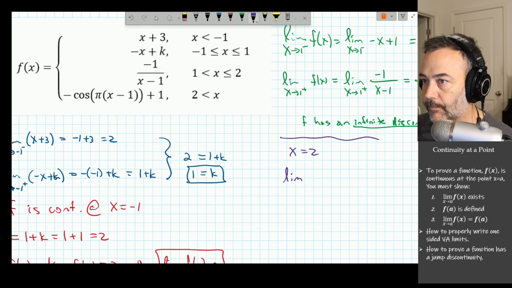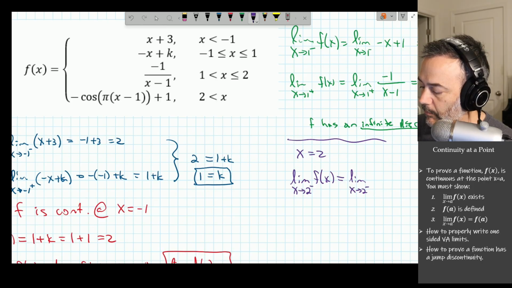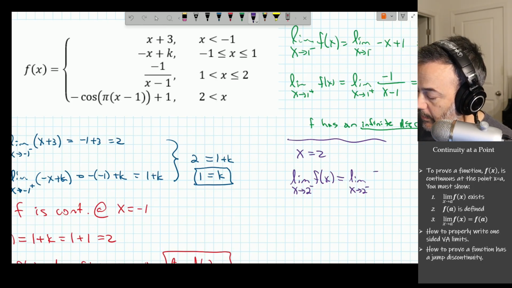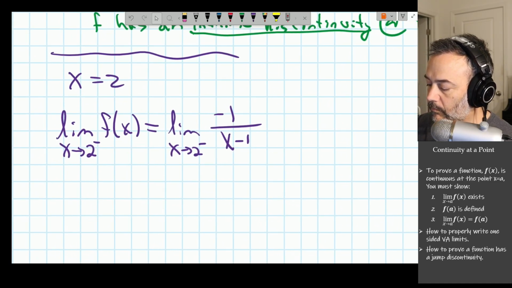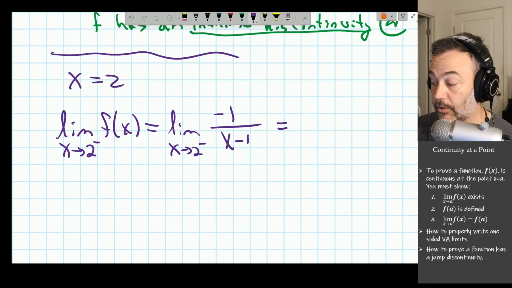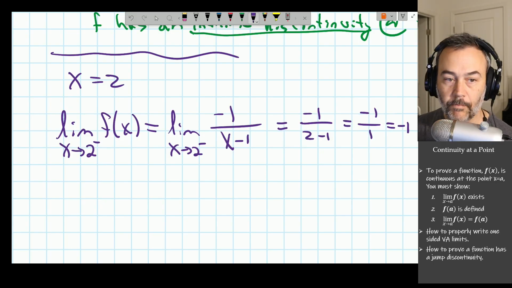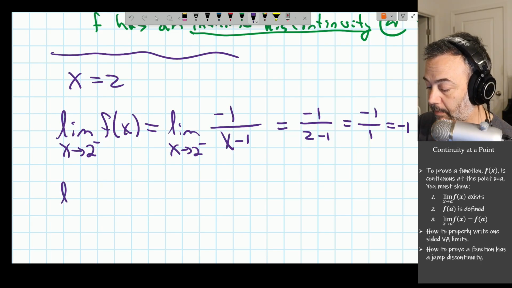Let's do the limit as x goes to 2 of f of x from the left. And that is the limit as x goes to 2 from the left of negative 1 over x minus 1. Well, this is actually direct substitution because 2 is in the domain. So I can just direct substitute, and I get negative 1 over 1, negative 1. Great. What's the right limit at 2?